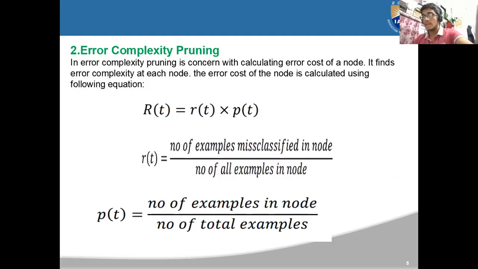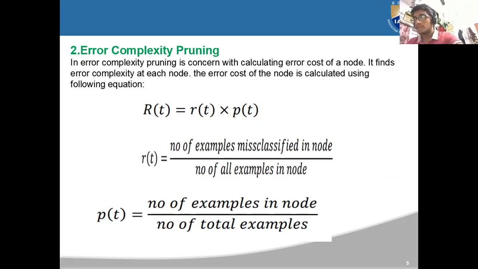Now, second is error complexity pruning. Error complexity pruning is concerned with calculating the error cost of a node. It finds the error complexity of each node. The error cost of a node is calculated using the following equation. First is the formula: R(t) equals r(t) times P(t).